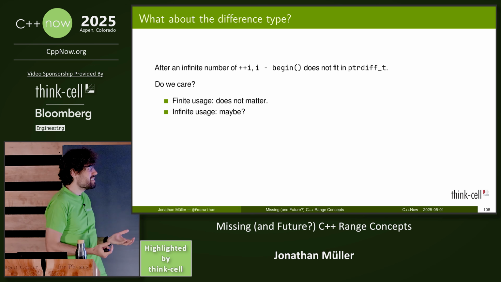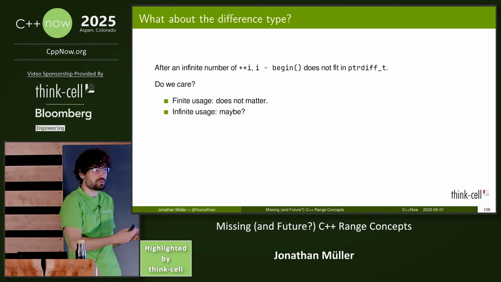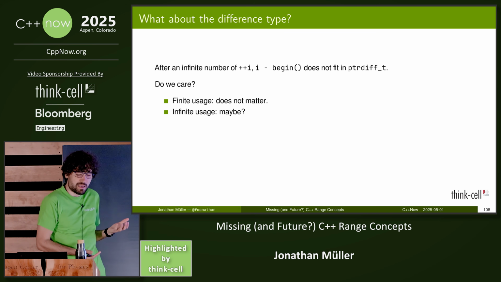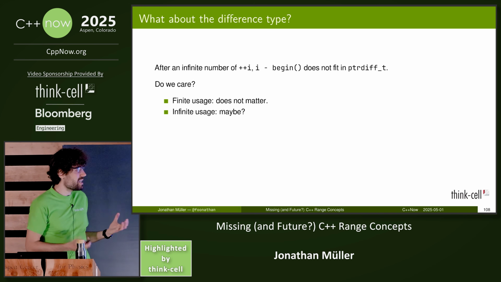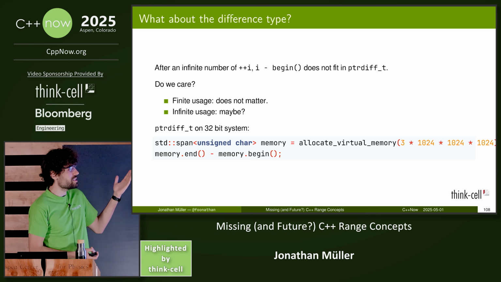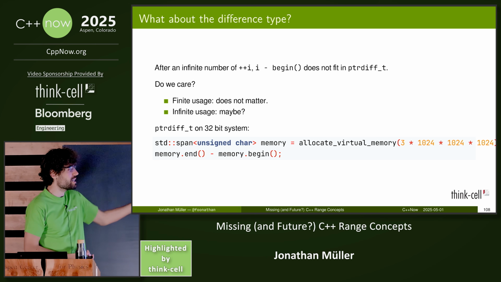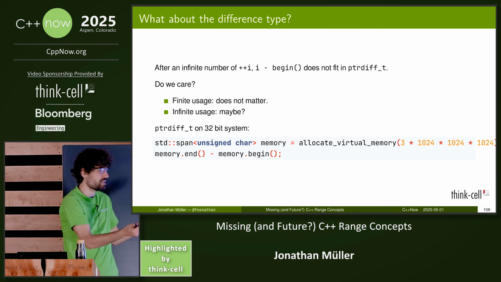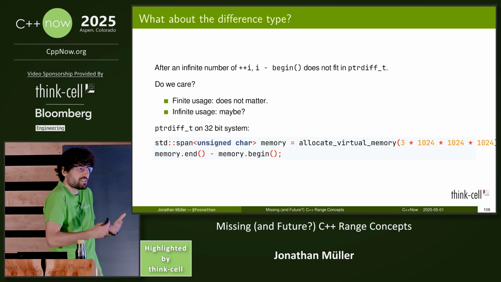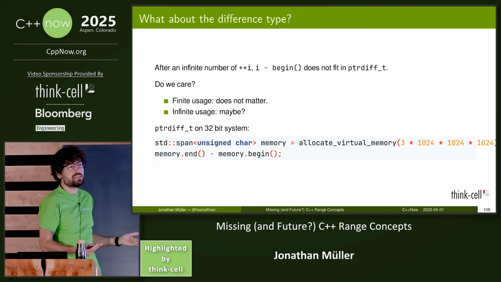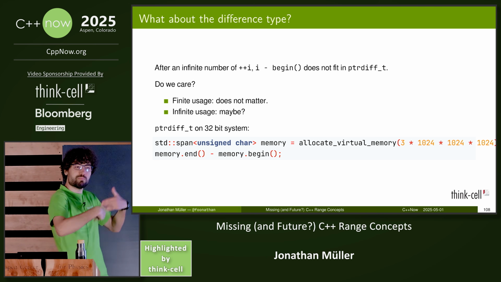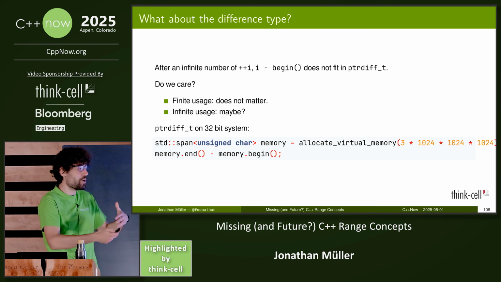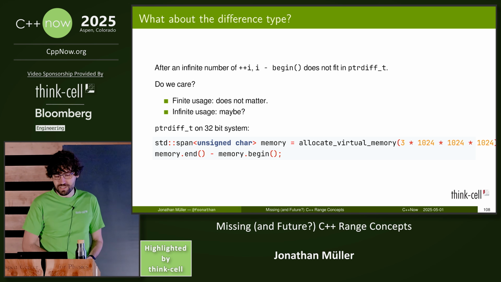But do we care? For finite usage, it doesn't matter because you're only looking at a finite prefix. And if you're having a true infinite loop, then maybe. But it's also not a new problem, because on a 32-bit system, you can have 3 gigabytes of memory, and then you can have a span of 3 gigabytes, but you can't do the ptrdiff_t of T because it doesn't fit. So this is already there. We just sort of pretended it doesn't exist. And we might then just pretend more officially that this isn't a problem and not all differences fit in the difference type.